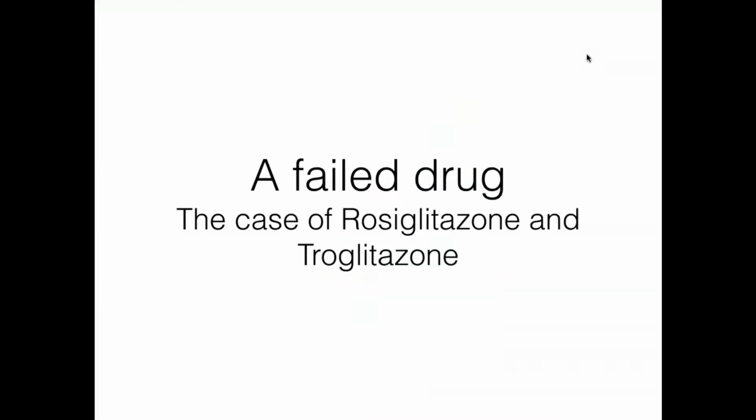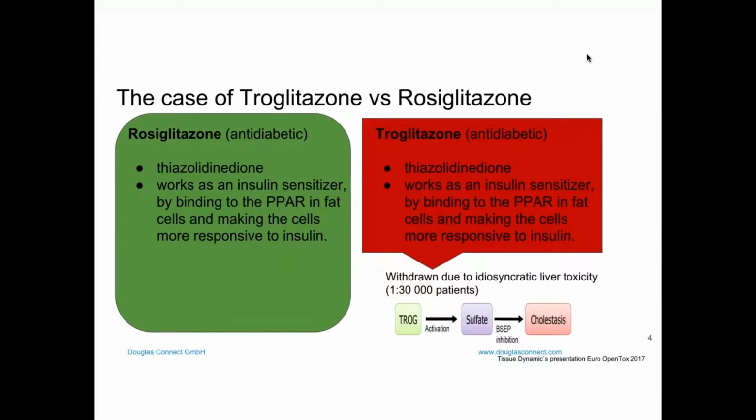Now, I've been talking about these very abstract technologies and informatics concepts for some time, but to give that a little more flavor, I want to consider those same things against the backdrop of a biological problem. So let's talk about a failed drug: the case of Rosiglitazone and Troglitazone, and see what we can do with these technologies in that particular case.